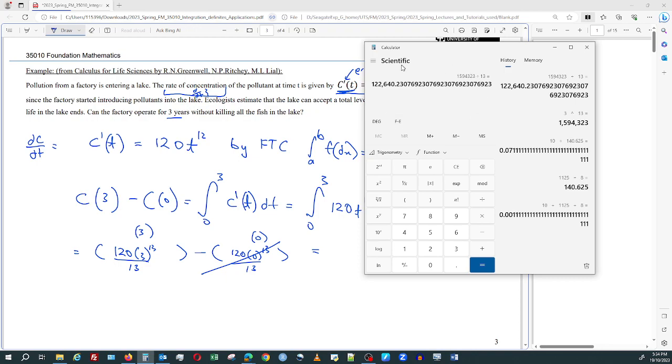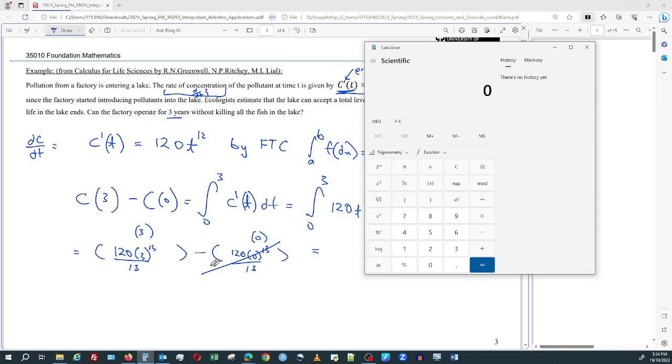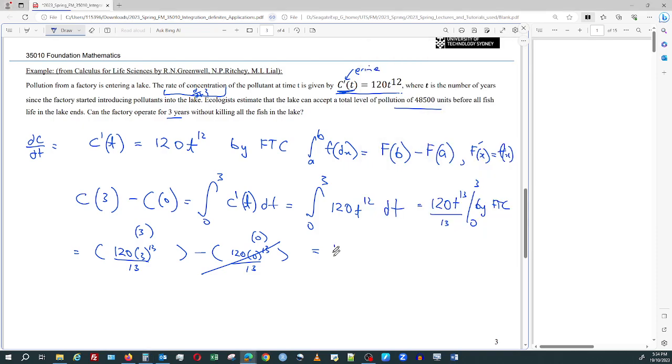And I've got to multiply that by 120, so you've got to be very careful. So 3 to the 13 times 120, now we can divide that by 13, and we'll get 14 million. So that's 14,716,827.